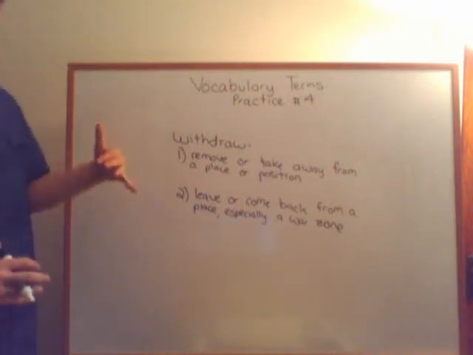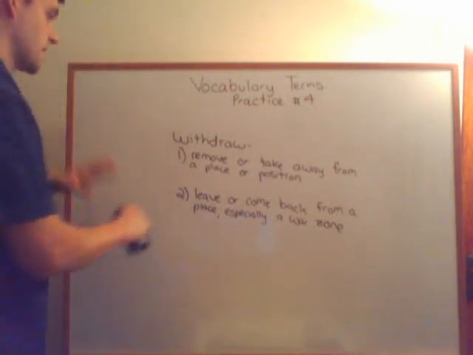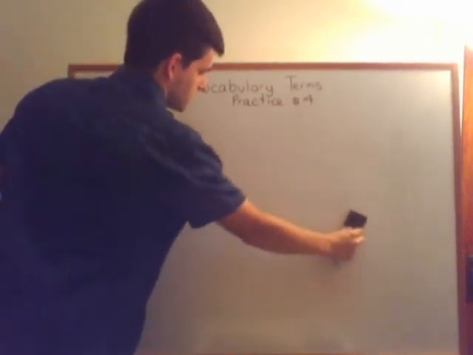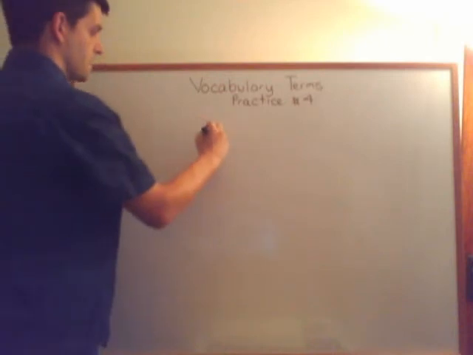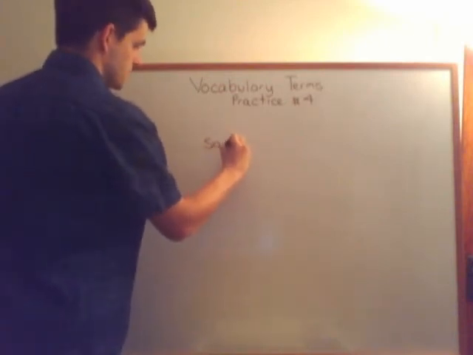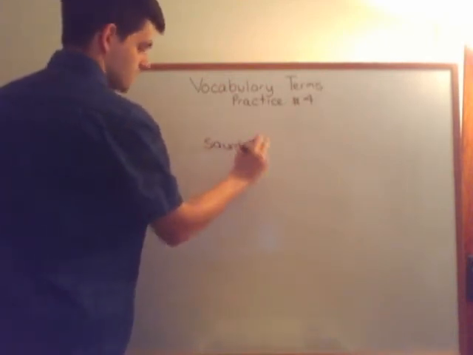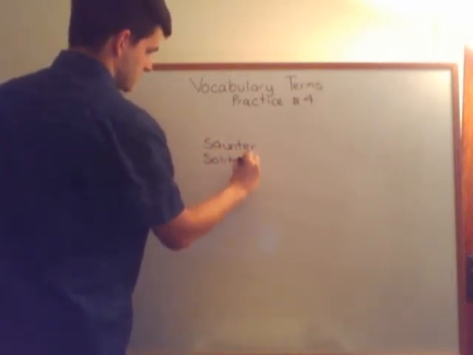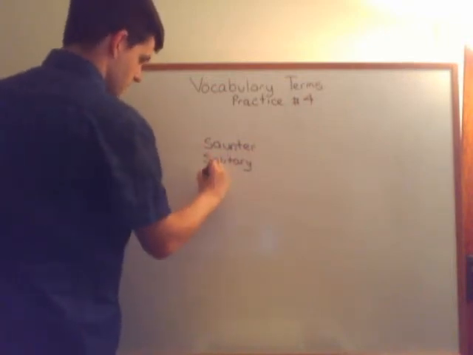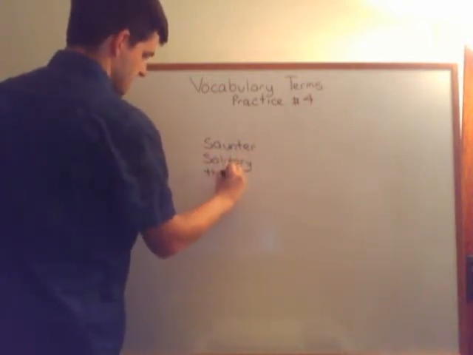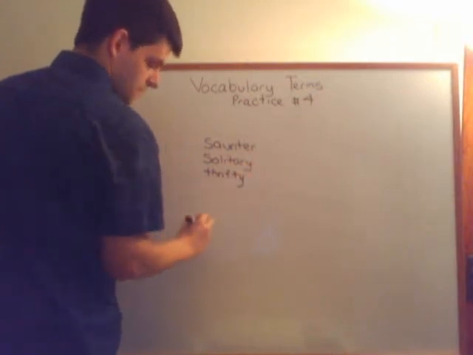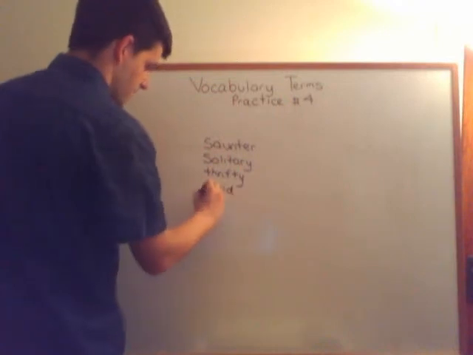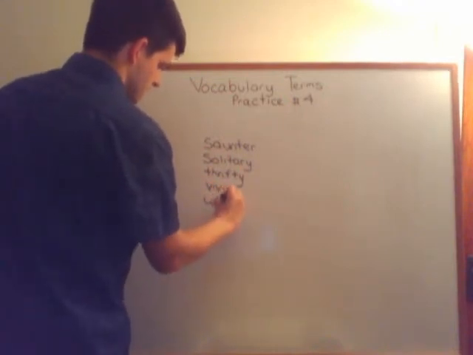Okay, so these are our five words for today. Let's do a quick recap of all of them. So we had the word saunter, solitary, thrifty, vivid, and withdraw.